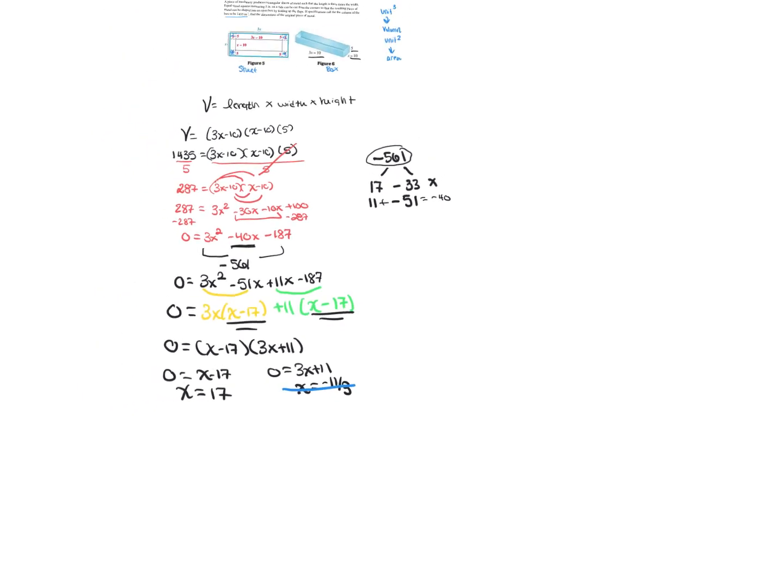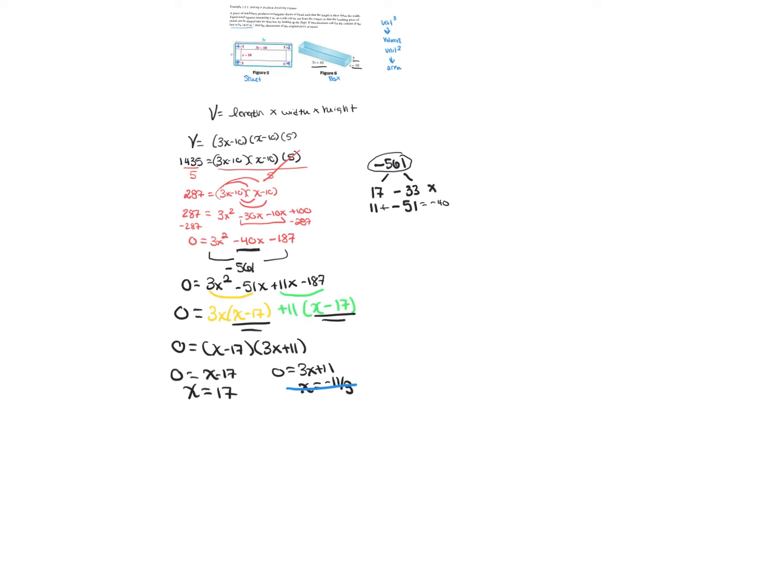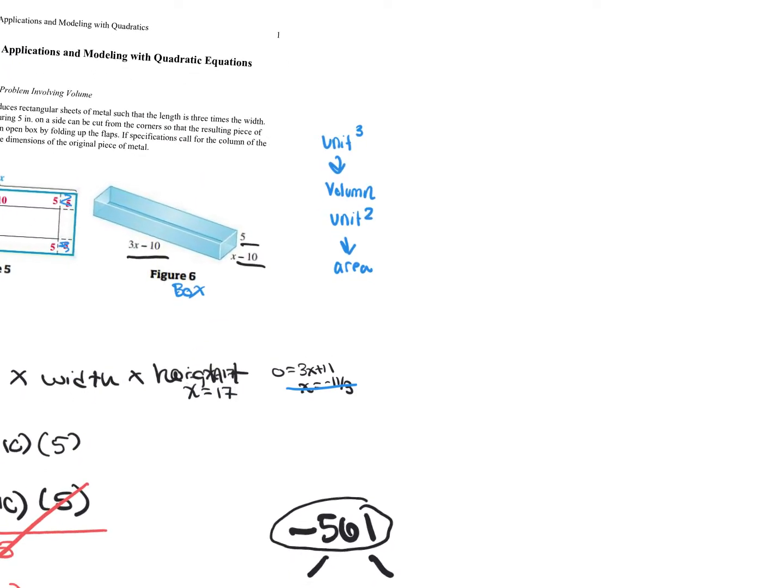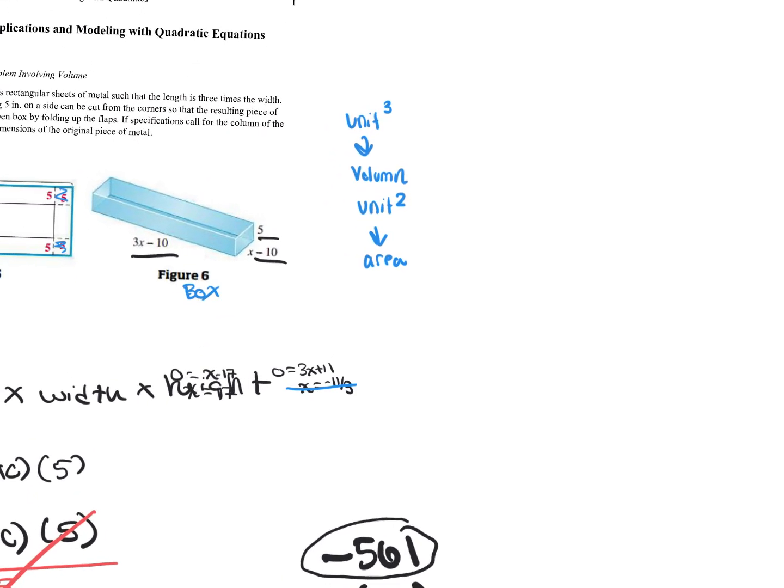So I'm going to go back way up top, so I can solve the problem, because it wants my dimensions. So in my box, x is 17. So if I want to find the length, it was the 3x minus 10. X is 17, so 3 times 17 minus 10.